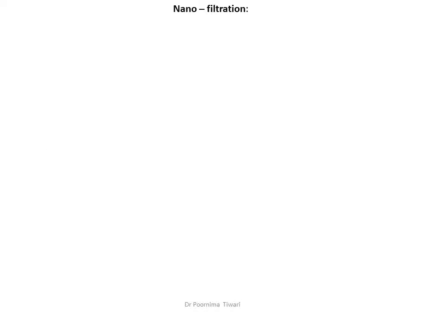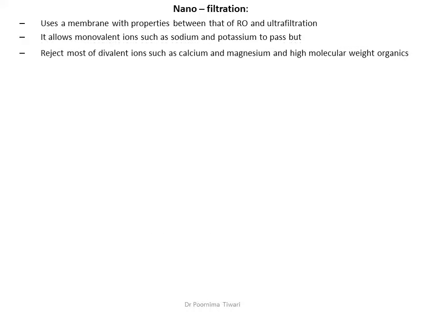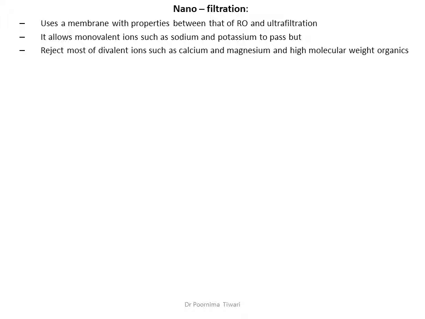Nanofiltration uses a membrane with properties in between RO and ultrafiltration, that is, a little larger pores. It allows monovalent ions like sodium and potassium to pass through, but holds back divalent ions like calcium and magnesium and higher molecular weight organic molecules. Nanofiltration may be effective for removal of color forming organic compounds.